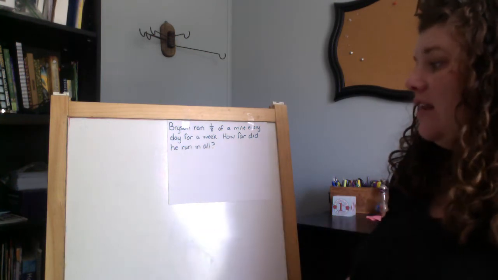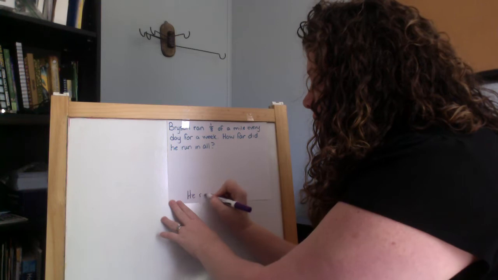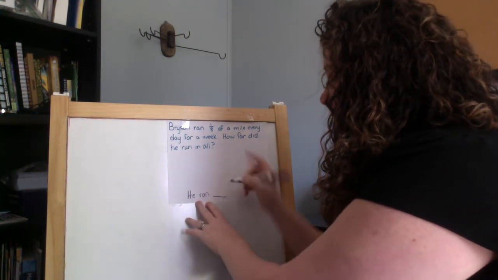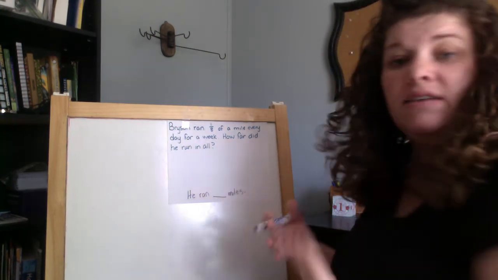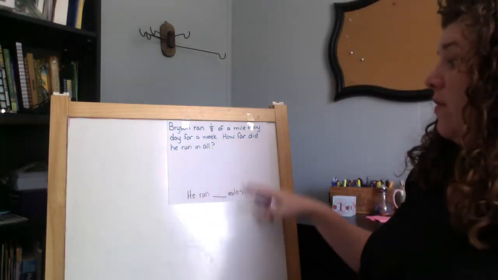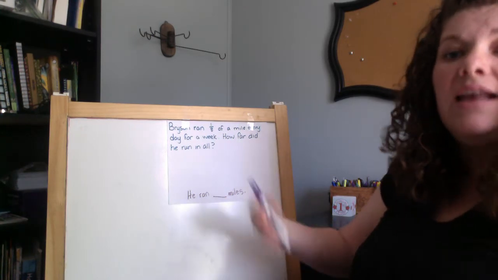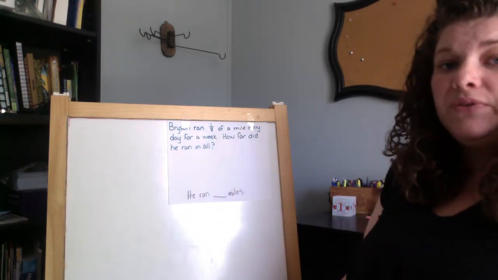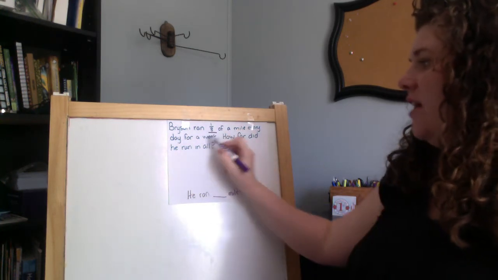So my answer will end up being he ran blank miles. Now, I don't have my answer yet because I've not done any math, but I do know that when I finish this question, I will be answering with this statement. He ran however many miles. Okay, so he ran 1/8 of a mile every day for a week.